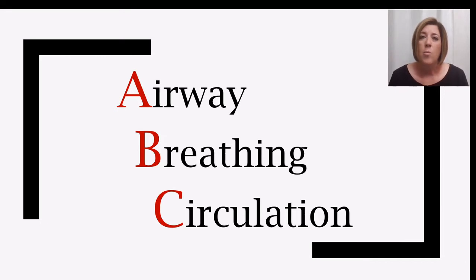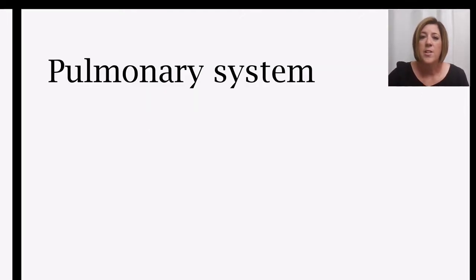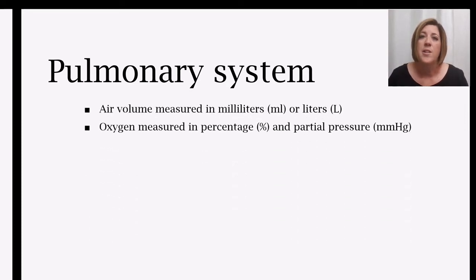So I'm going to make one point of clarification before we get into airway that gets a lot of people confused. As the oxygen is traveling from the external environment to every cell in the body, it has to pass through the pulmonary and cardiovascular systems. And to pass through those, it has a delivery mechanism. So in the pulmonary system, the oxygen travels in air. So we would measure the air volume in milliliters or liters, but we look at how much oxygen is in that air by using a percentage like FiO2 or a partial pressure, PO2.